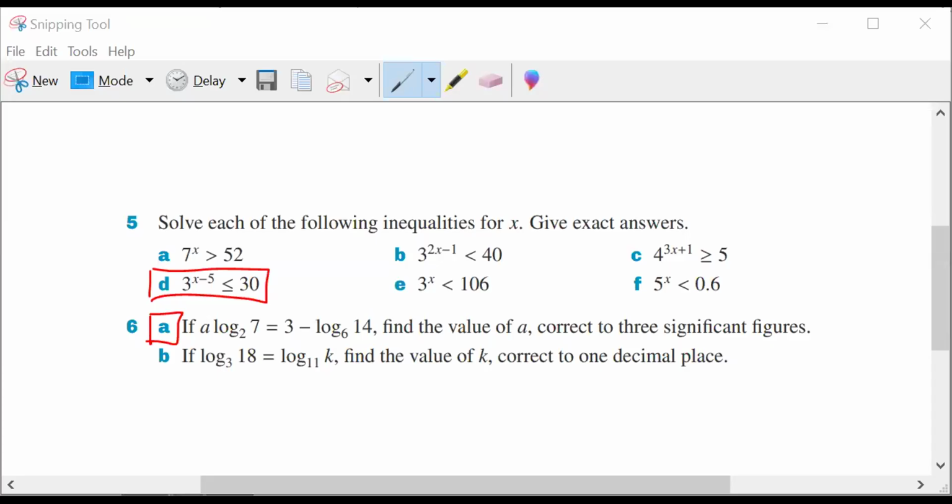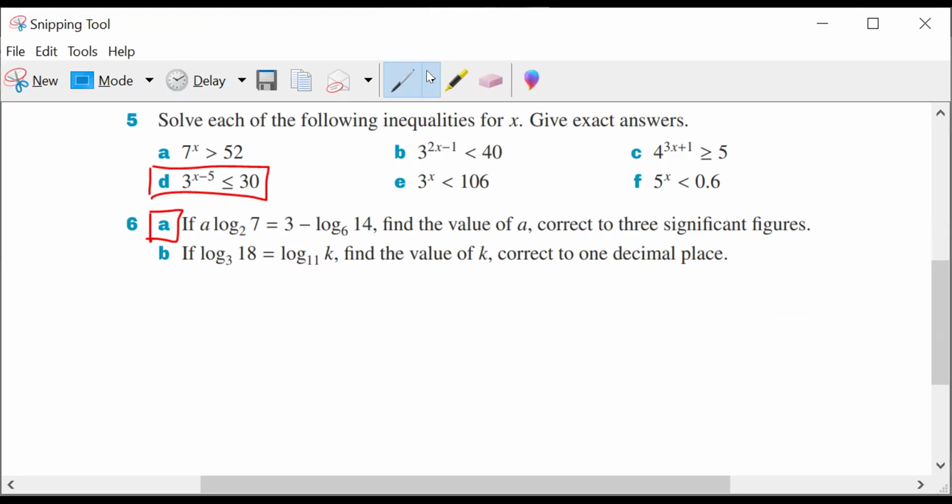So today we'll be going through another tutorial on the TI-Nspire CX II, and we'll be focusing on the logarithmic equality and inequality questions. We'll just be going through a couple of questions. The first question is this one here, 5d. We have 3 to the power of x minus 5 less than or equal to 30, and we want to solve for x.